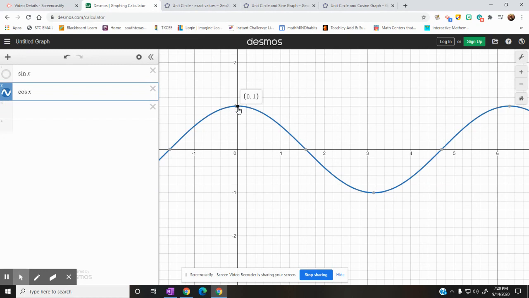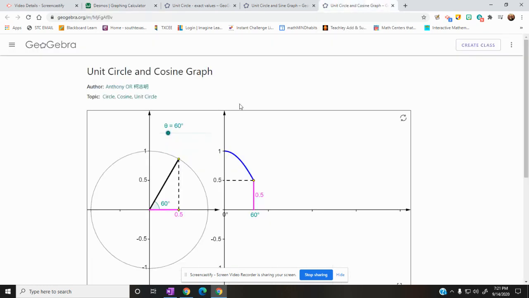Now, cosine starts at 1. When it's pi over 2, what is this pi over 2? What degrees is that? When it's pi, it's at negative 1. What degrees is that? 3 pi over 2, what degree is that? These are the questions that we should start asking ourselves, right? So when we graph from our unit circle, we can actually see it.